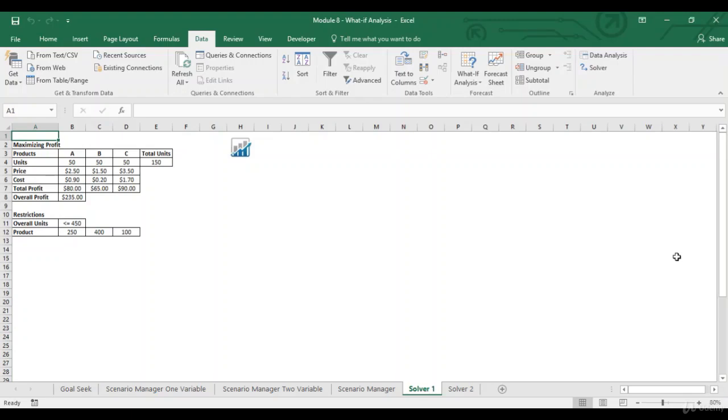Hi, in this session we'll discuss Solver. Solver is used when you have a value in mind for your dependent variable, or you want to maximize the dependent value or minimize it, and you want to change the values of the input variables to achieve that value. So basically it's exactly the opposite of what-if analysis.